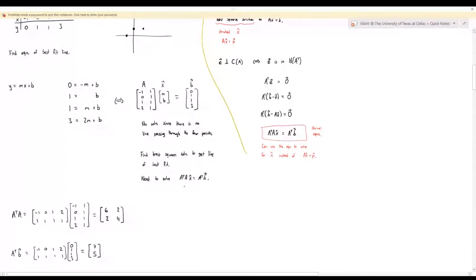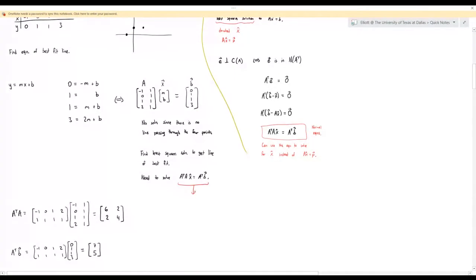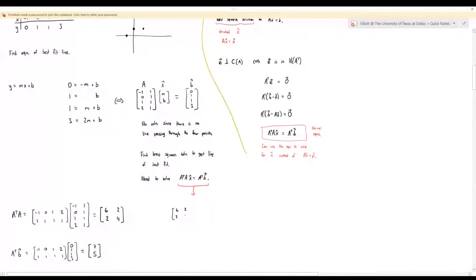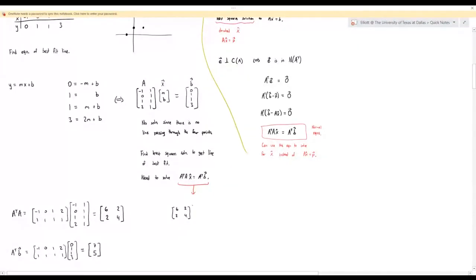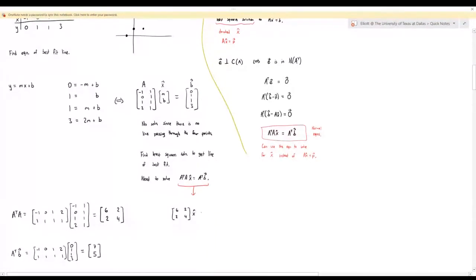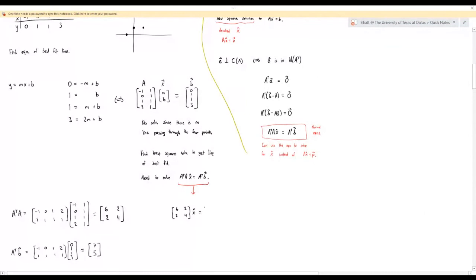So then this equation that we were trying to solve, explicitly this equation is 6, 2, 2, 4 times x hat equal to A transpose B, which was 7 and 5.